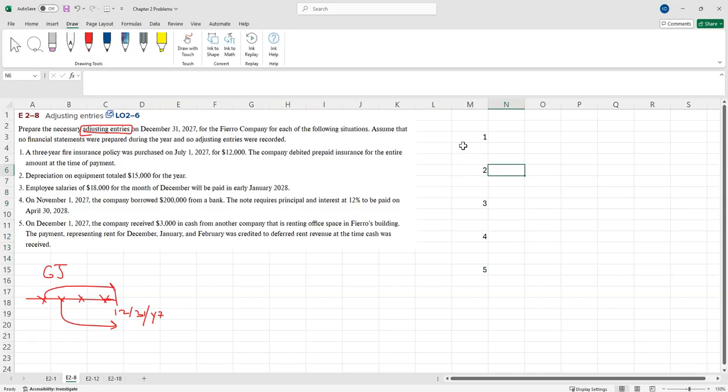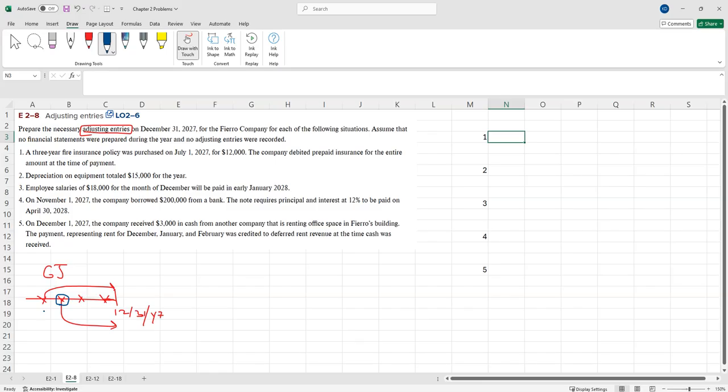The first one, if we read it, looks like a 3-year fire insurance policy was purchased on July 1st, 2027 for $12,000. The company at that time debited prepaid insurance for the entire amount of payment. So we did this for one. It must have been right here about halfway through the year, on July 1st.